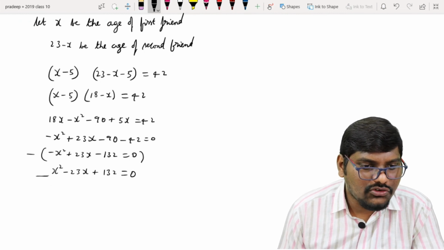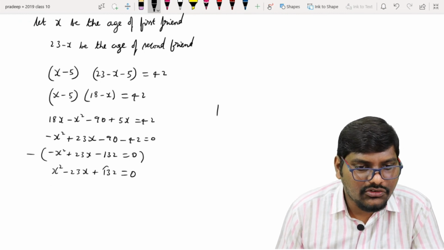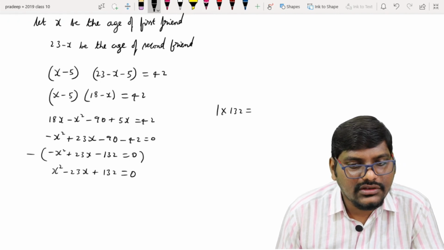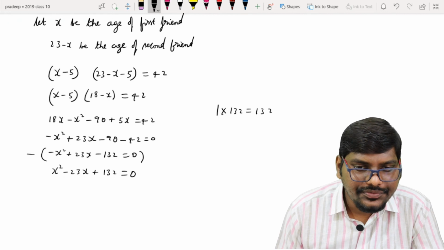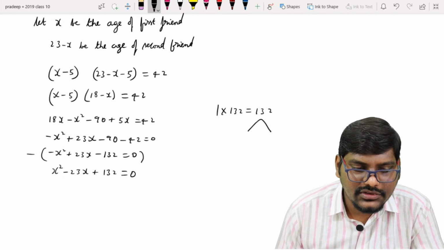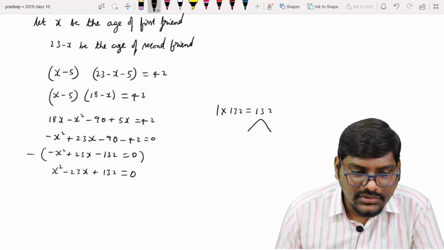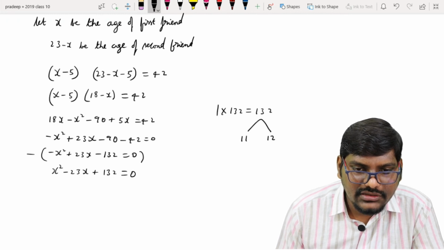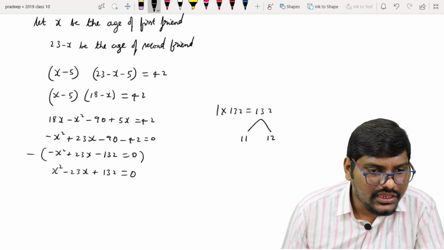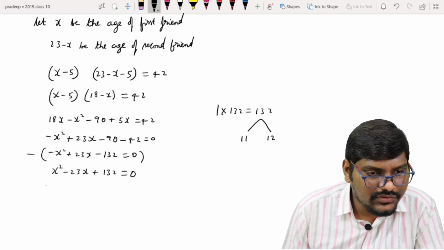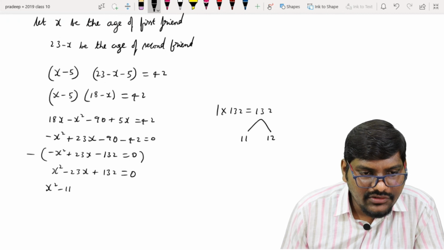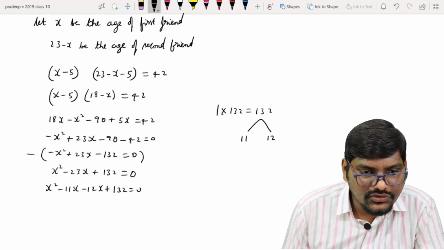So we'll be taking the quotient of x square, that is 1, then the quotient of 132, that is 1 into 132 is 132. So we'll check the multiples of 132, that is nothing but 11 into 12 is 132. Even it satisfies the middle number. So we can write x square minus 11x minus 12x plus 132 equal to 0.